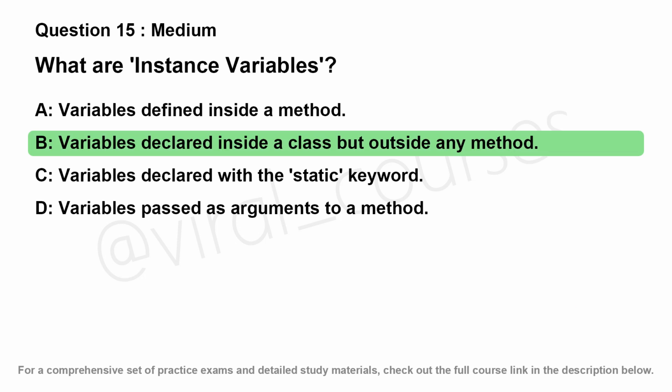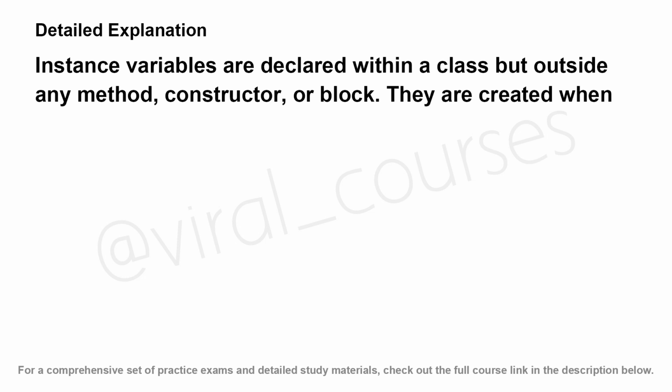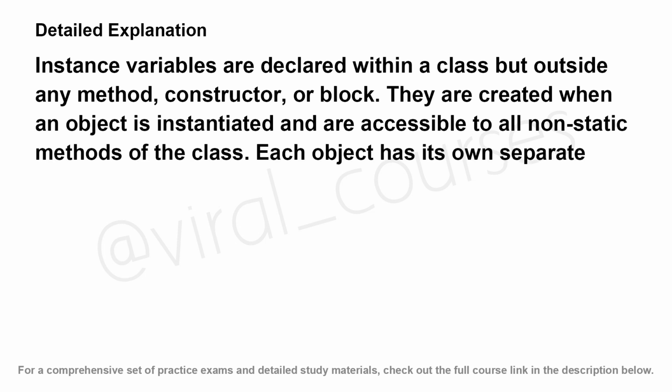The correct answer is B. Instance variables are declared within a class but outside any method, constructor, or block. They are created when an object is instantiated and are accessible to all non-static methods of the class. Each object has its own separate copy of instance variables.